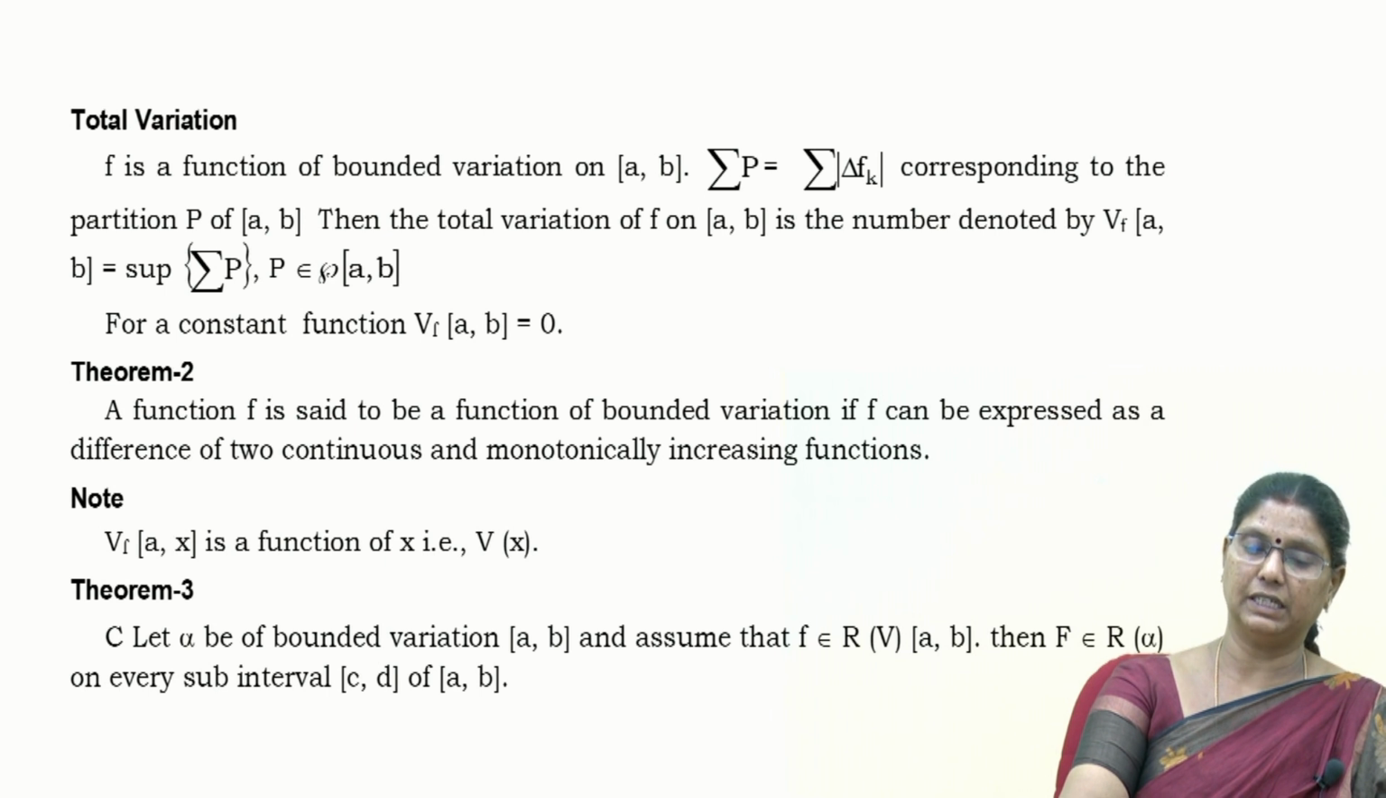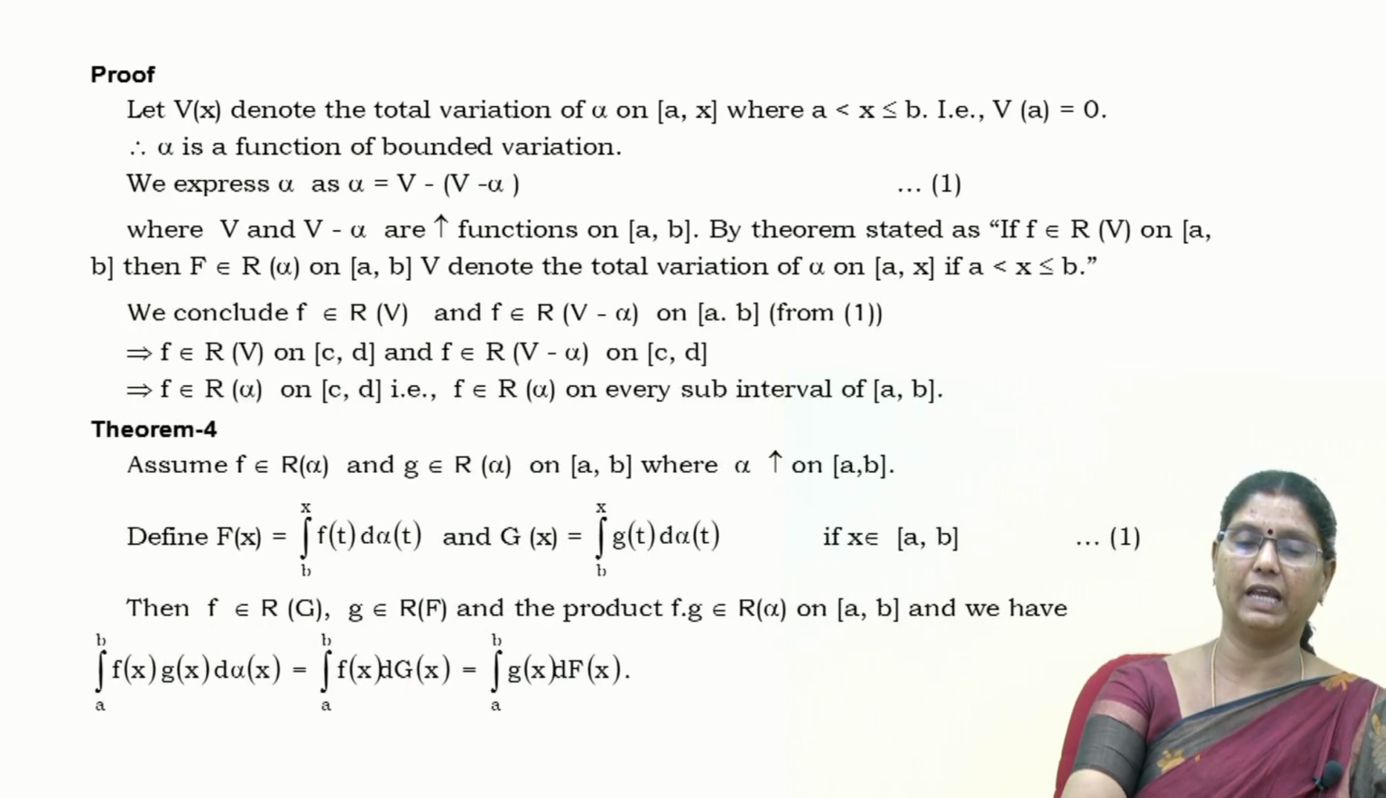The next theorem states that alpha is of bounded variation on [a, b], and assume that f belongs to R of V on [a, b]. Then we have to show that f belongs to R of alpha on every subinterval [c, d] of [a, b]. So here we are considering a subinterval of the given closed interval [a, b], and based on the total variation, V of x denotes the total variation of alpha on [a, x], for a less than x less than or equal to b, with V of a equal to 0. Therefore alpha is a function of bounded variation.